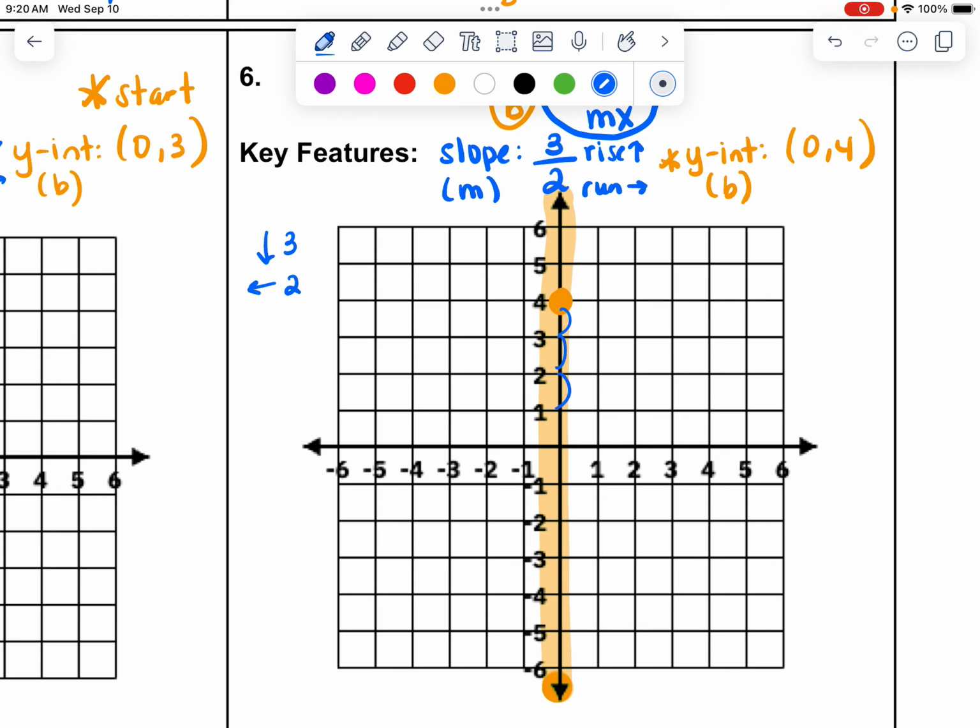1, 2, 3, left 2, put a point. Now I'm going to draw a nice straight line through my points. And I'm done with this problem.